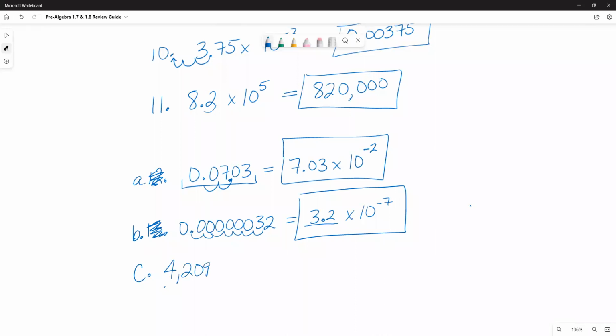Okay, so C is 4,209,000 in scientific notation. Zachary, what's my factor?